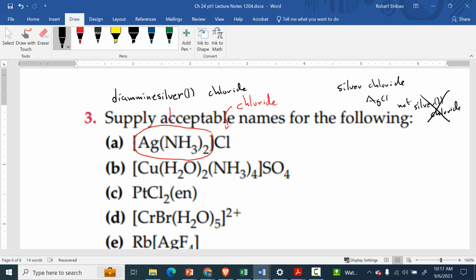We don't do this: the metal comes first in the formula, but in the name it's opposite. So, yeah, you always have to think opposite.